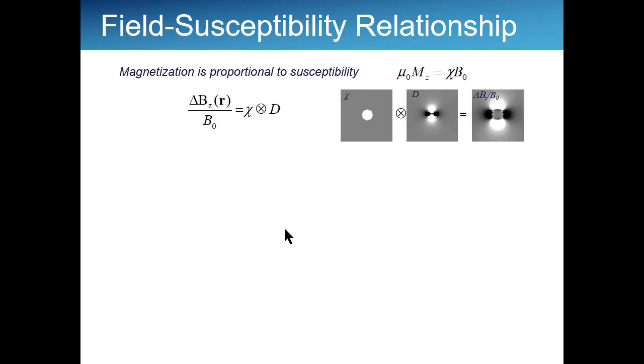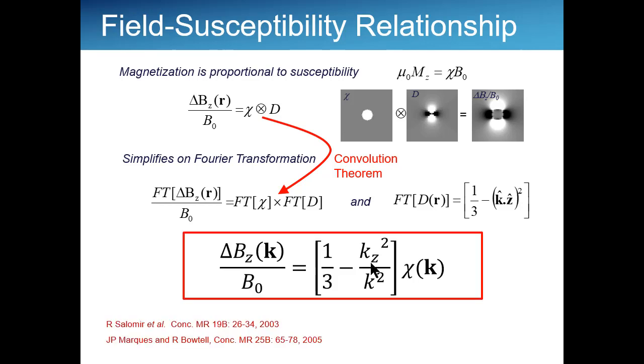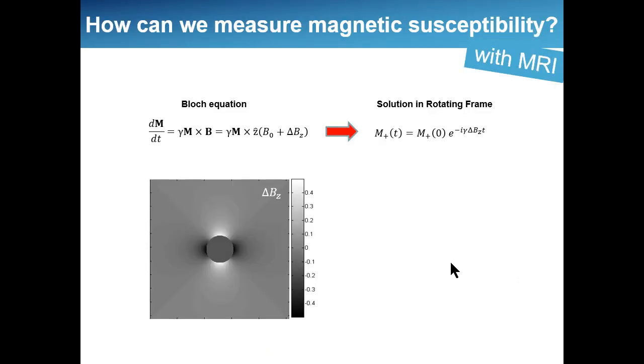Convolutions, maybe not so easy always to computationally carry out. So with Fourier transformation, convolutions turn into multiplications. It means that you have quite a simple relationship in the Fourier domain between the magnetic field and the susceptibility, which is that you just multiply the Fourier transform of the object's susceptibility distribution with a kind of filter function. So we can estimate fields if we know what the susceptibility distribution is.